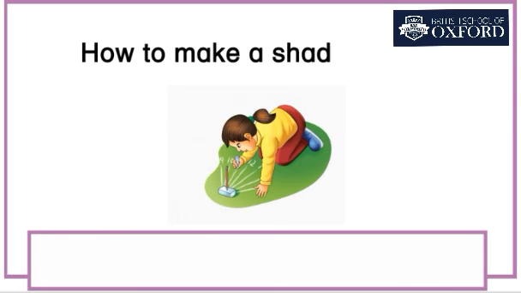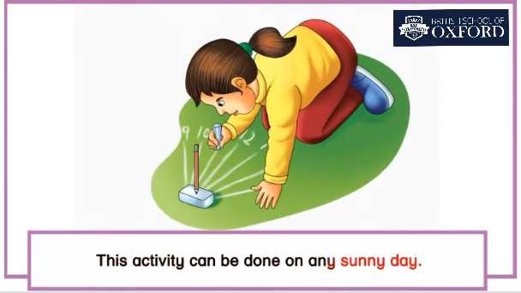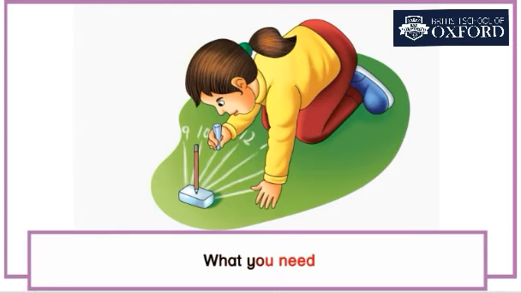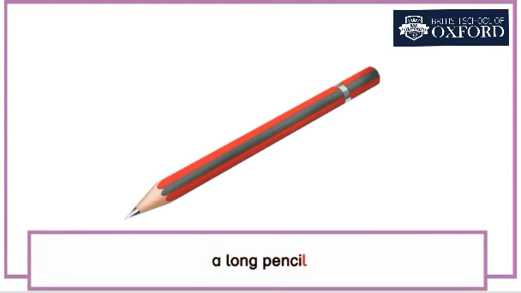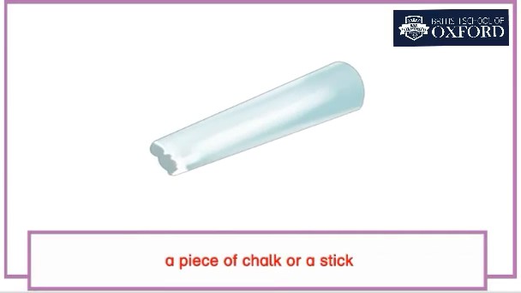How to make a shadow clock? This activity can be done on any sunny day. What you need is a long pencil, a rubber, some pebbles, a piece of chalk or a stick.